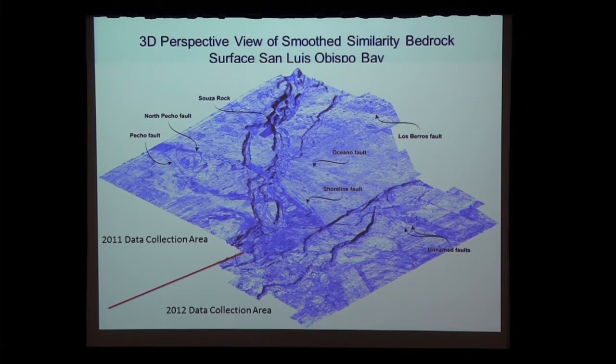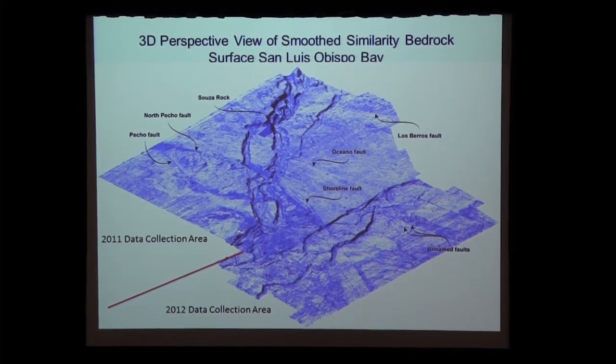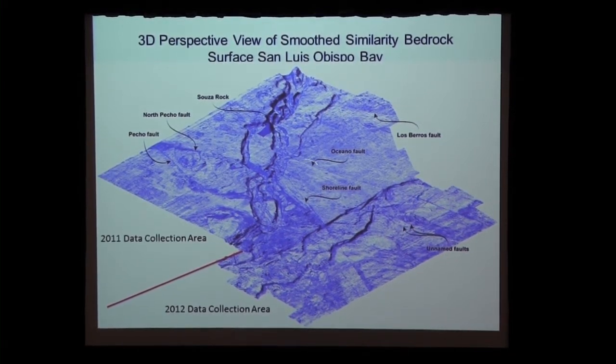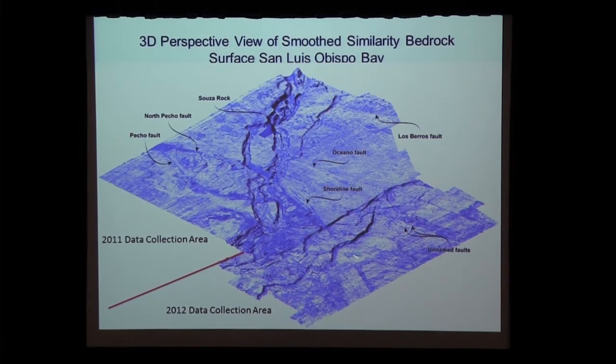But what I'd like to do is present to you what a 3D perspective view of this looks like. The interesting thing about this is that these fine lines right along through here, another fine line here, are basically the shoreline fault. So we've been able to image that shoreline fault in really good detail. Go back again here, sorry.